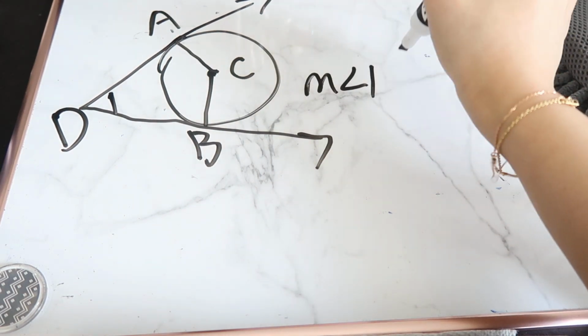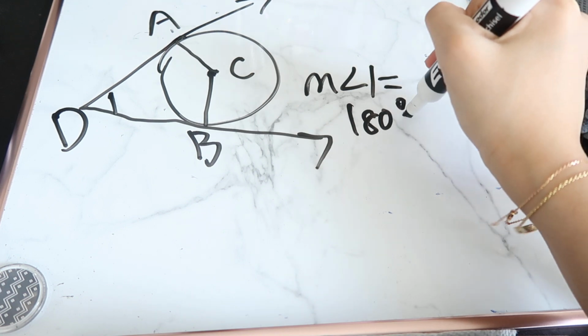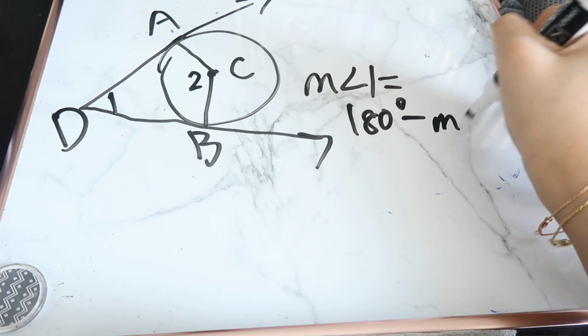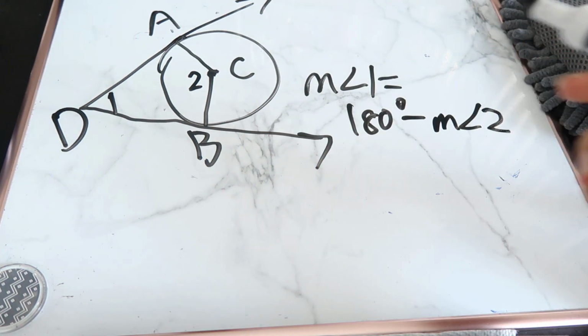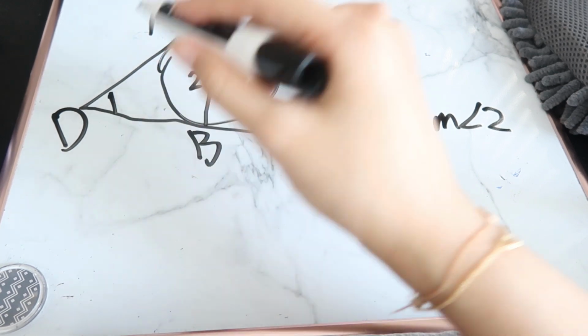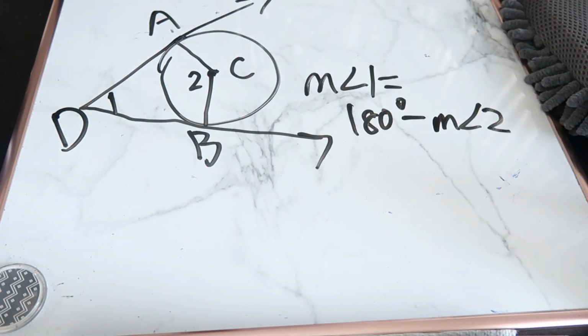the measure of angle 1 here will simply become 180 degrees minus, let's call this angle 2, measure of angle 2. As you can see, angle 1 and angle 2 are opposite angles, and in this case, they add up to 180. It's similar to the inscribed quadrilateral theorem. Alright, so this is not very hard at all.